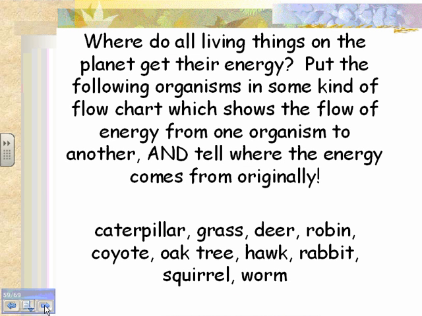Put the following organisms in some kind of flow chart which shows the flow of energy from one organism to another and tell where the energy comes from originally. So we've got a caterpillar, grass, deer, robin, coyote, oak tree, hawk, rabbit, squirrel, and worm. Okay, so all of the energy in the ecosystem comes from the sun.